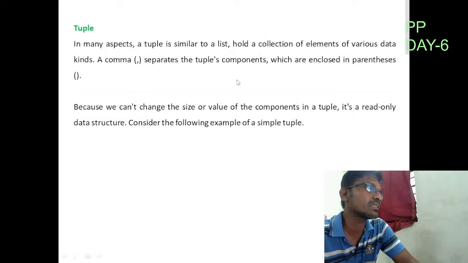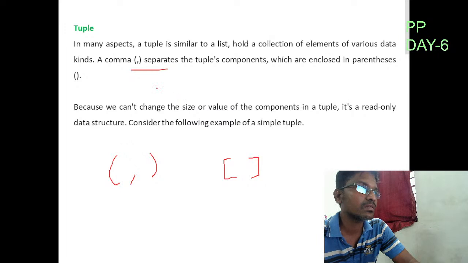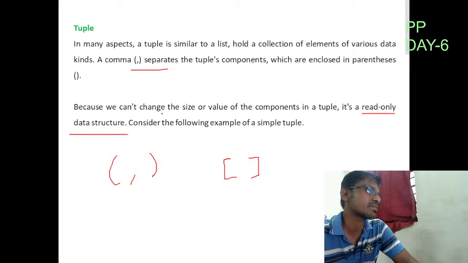And one more difference is that a list is represented using square brackets, whereas a tuple is written in parentheses, and every value is separated by a comma. So that is about a tuple, and it is a read-only data structure, meaning an immutable data type. You can read the data, but it is not possible to modify it.